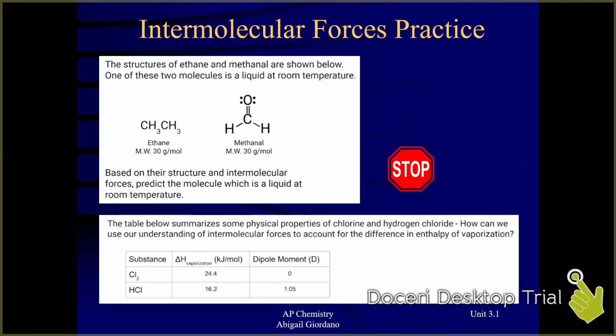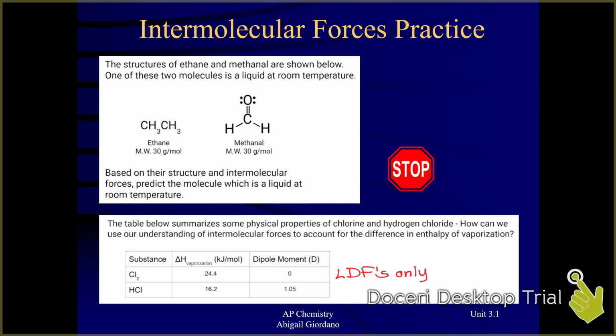Now, enthalpy, that may be a word you don't know yet. Enthalpy is just a fancy word for heat. Enthalpy of vaporization means the heat required to vaporize, to boil these substances, okay? And again, it's a phase change, so we need to think about intermolecular forces that are at play here. So let's look at chlorine first. Cl2, totally nonpolar. So London dispersion forces only.